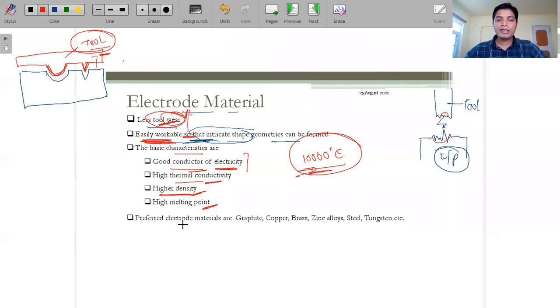Generally the preferred electrode materials are graphite, copper, brass, and some others. Please keep this in mind, guys.